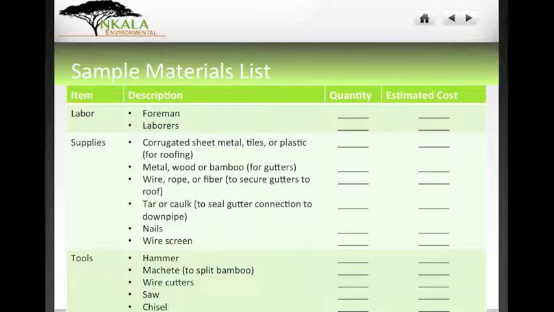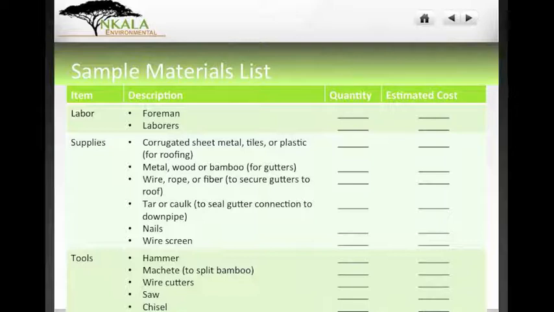So for your project, depending on the size of it, you want to label in your design how many foremen you need and what's the estimated cost. So you can call around and ask people, how much would you charge per day or per hour to do this particular job? And the same thing for the laborers.